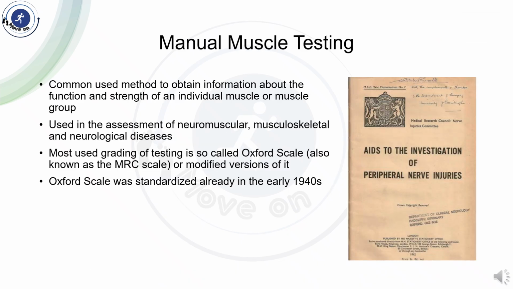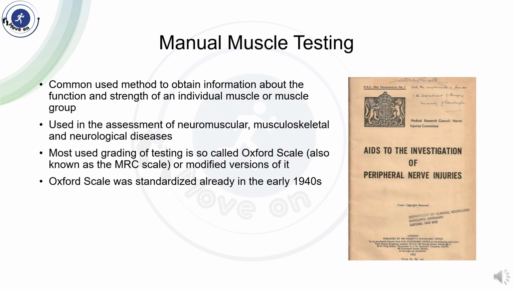Manual muscle testing is a method used to obtain information about the function of an individual muscle or muscle group while performing a specific movement against gravity or manual resistance. It is used to identify muscle weakness and to assess neuromuscular, musculoskeletal, and neurological disorders.